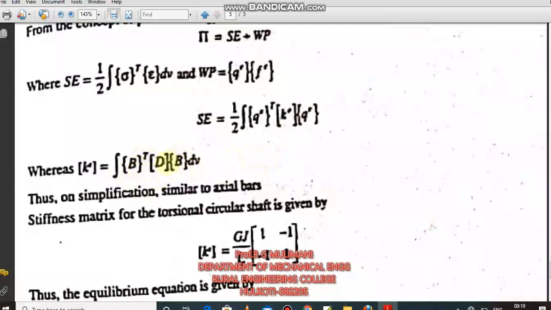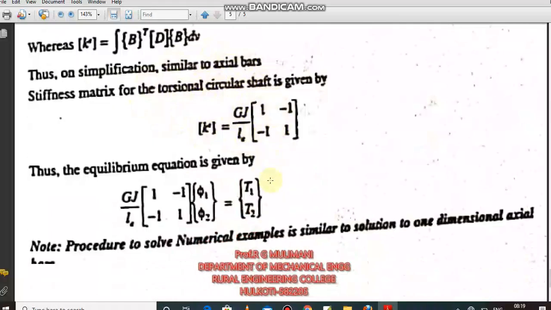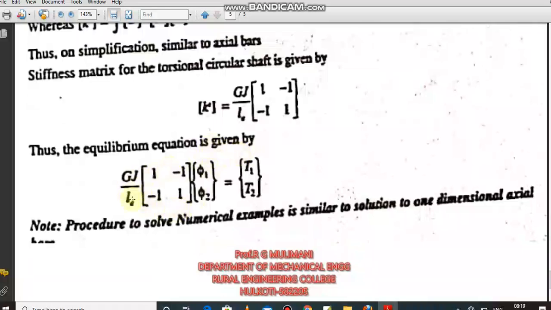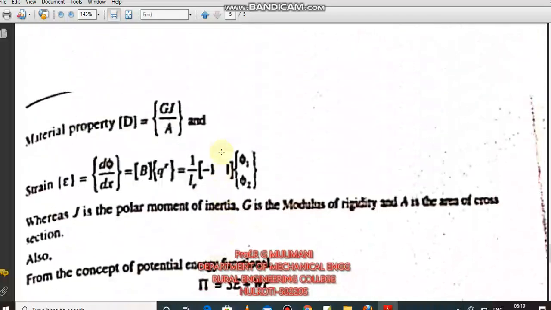Now substituting all the values, you will get k equal to GJ by L, 1 minus 1 minus 1 1. The method is similar to the stiffness matrix derivation for the bar element, so you can refer to that derivation. So the stiffness matrix for the shaft element is GJ by L, 1 minus 1 minus 1 1. Okay, thank you.